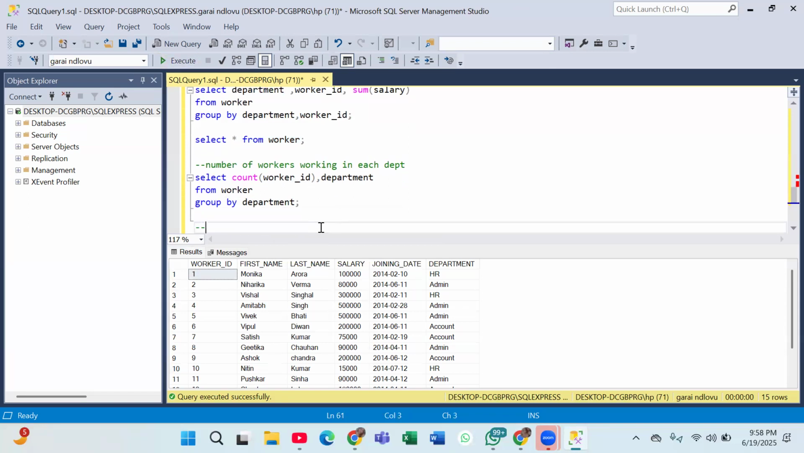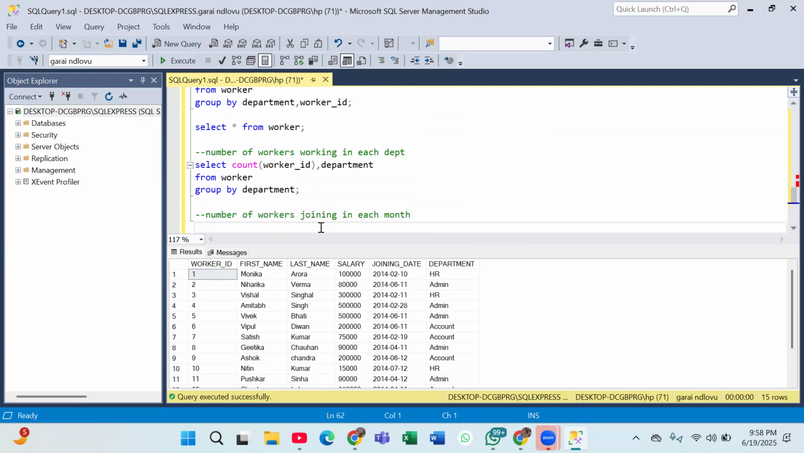Listen carefully. I want the number of workers joining in each month. Is my question clear with everyone? I want the count of workers joined every month. Like how many workers have joined in January, how many of them joined in March, like that. Is my question clear?